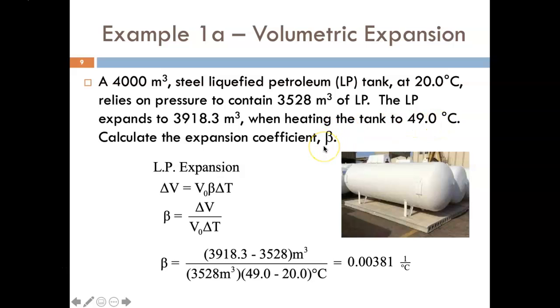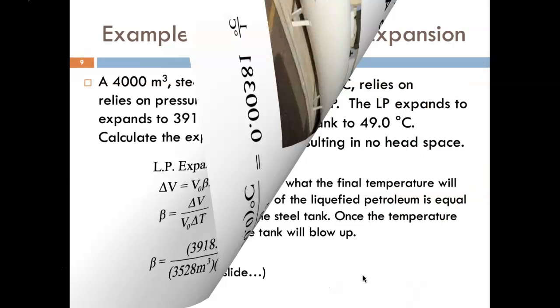So first you're being asked to find the expansion coefficient, the beta that goes with the liquefied petroleum. You use your volume equation, you fill in what you know, and you get your beta. So that is the coefficient that goes with the liquefied petroleum.